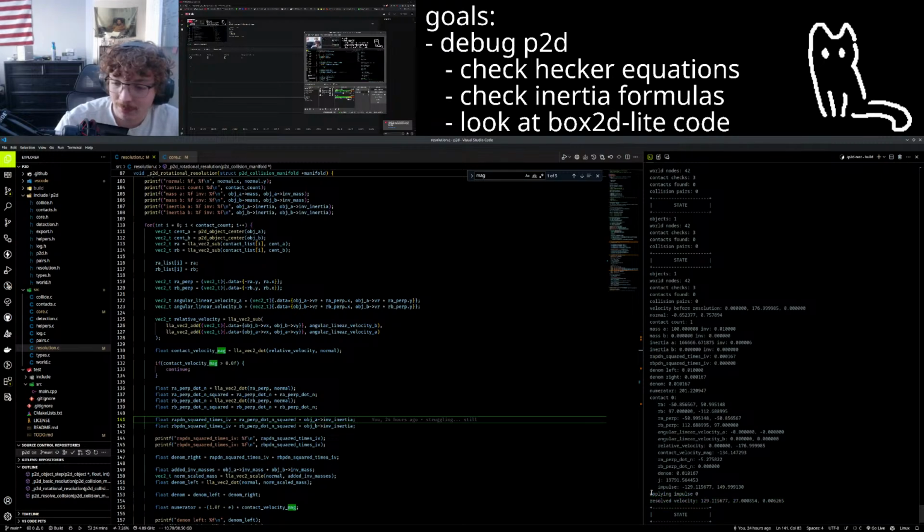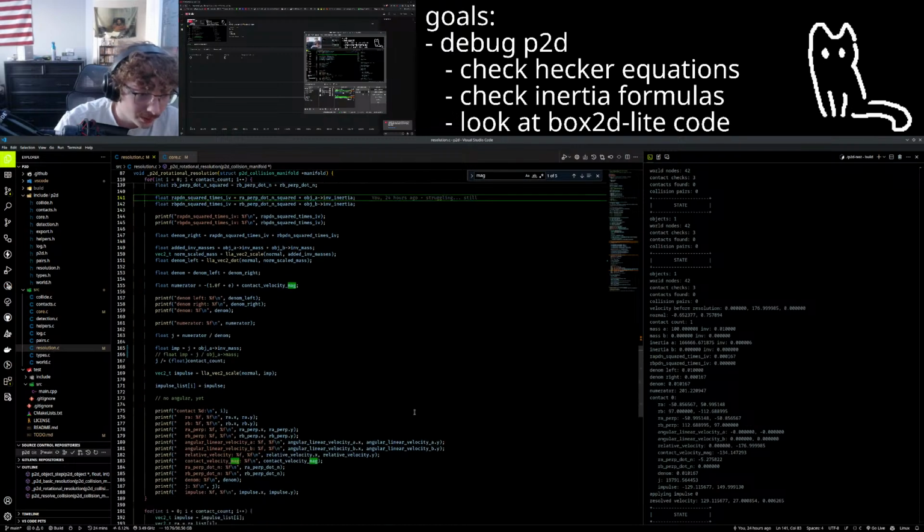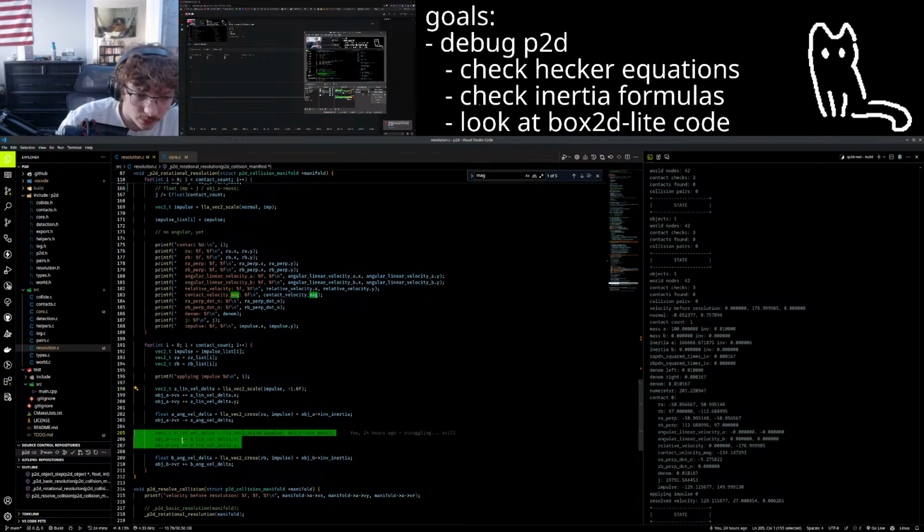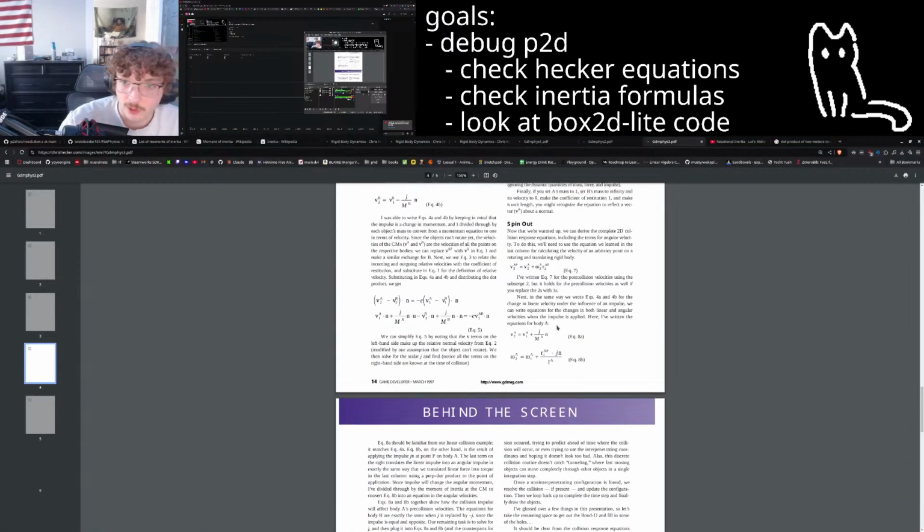So it says applying impulse 0. Oh, why does it say? Oh, yes, that makes sense. Applying impulse 0 because that's a printout. So the linear velocity, I think these are correct. Linvel delta is just the impulse. In this case, it's scaled with the inverse mass, which I think is right.